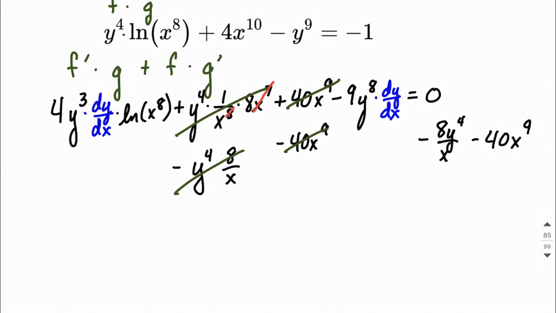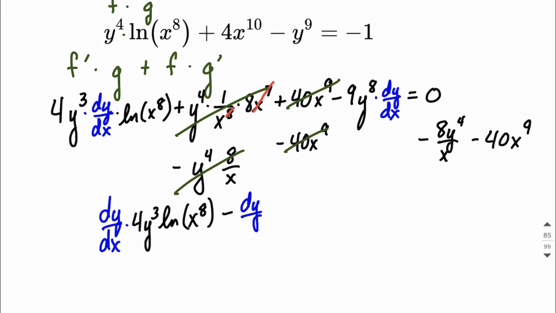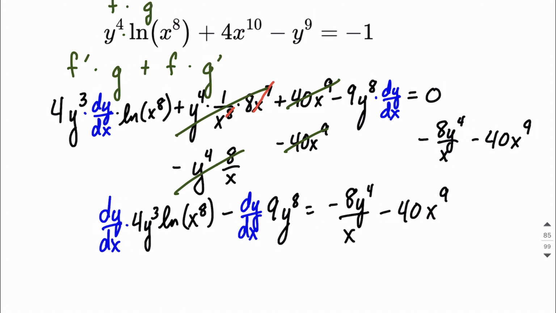As I write these, by the way, on each term, I'm going to go ahead and leave the dy dx kind of in front of the term because we can rearrange, because everything's multiplied together inside this single term. So we still have 4y to the third multiplied by the natural log of x to the eighth from that first one. And then we have a subtraction. Again, I'm going to move that dy dx out in front. And that's being multiplied by the 9y to the eighth power. And over on the right-hand side, just copying down what we have over there, 8y to the fourth power over x minus 40x to the ninth power.